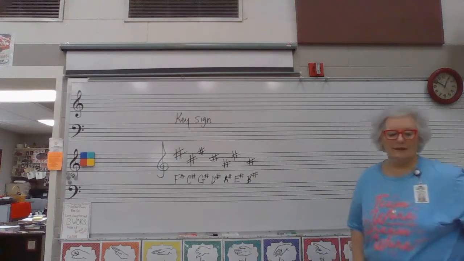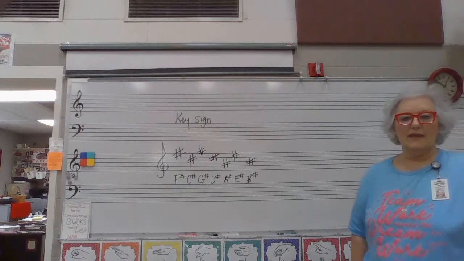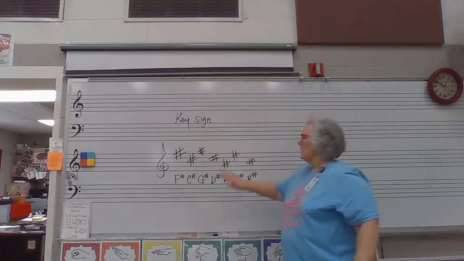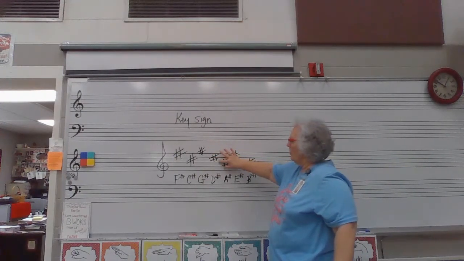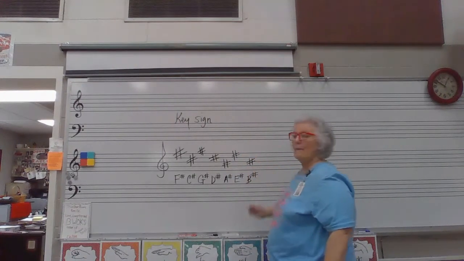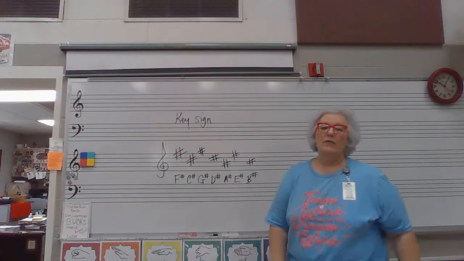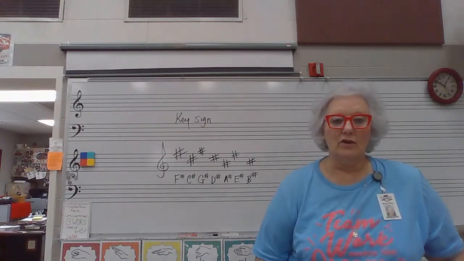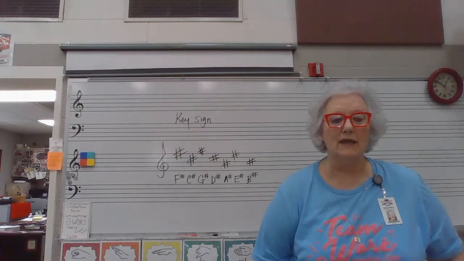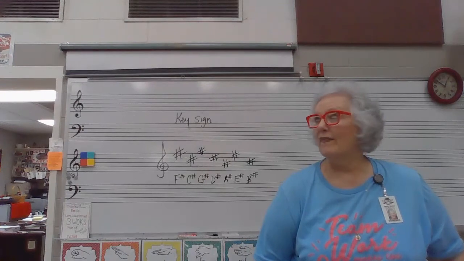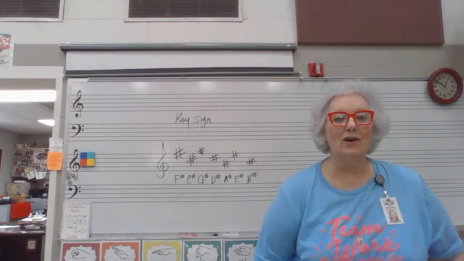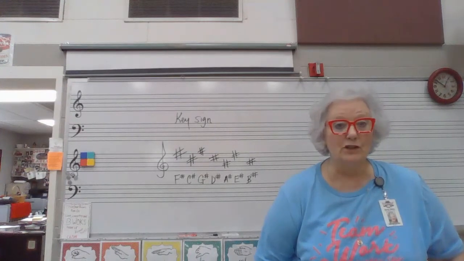All right, there's your sharps as they enter the key sign. F sharp, then C sharp, G sharp, D sharp, A sharp, E sharp, and B sharp. Those are the sharps as they enter the key sign. They are not the key names, it's just the sharps that are going to be in each individual key.